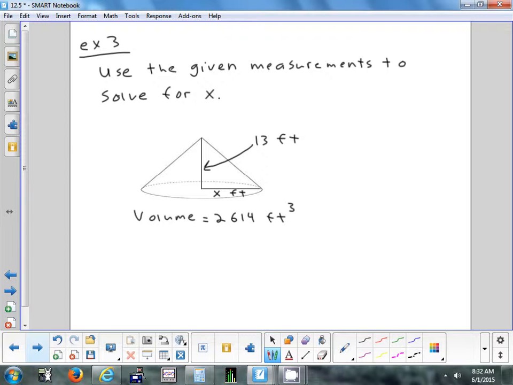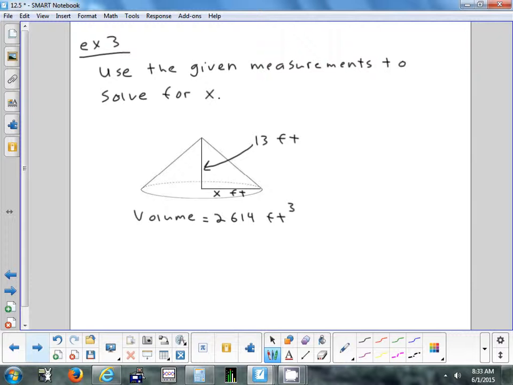Okay, how would you set this one up? What do you think the first thing you'd want to write down is? Maybe just looking at the picture, forgetting about the actual numbers. What would you want to write down first? Yeah, the volume. Volume of what shape? It just says volume. Yeah, for a cone.